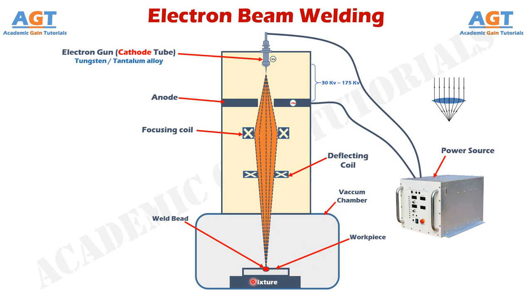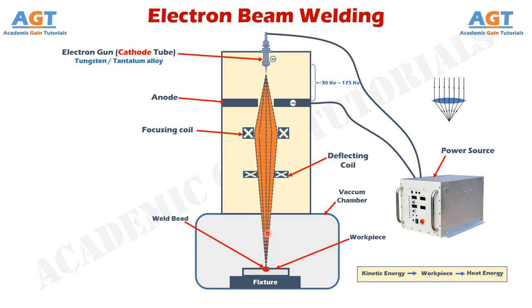When this deflecting coil deflects the beam, this high velocity accelerated electron jet enters this vacuum chamber and concentrates on the point where the beam is deflected to create welding on the workpiece. What actually happens at this point on the workpiece is that, when highly accelerated electrons with kinetic energy concentrate and hit this point of the workpiece, the kinetic energy of these electrons is converted to thermal energy and produces heat. This heat will fuse and melt the metal workpieces and create a joint or weld between them.